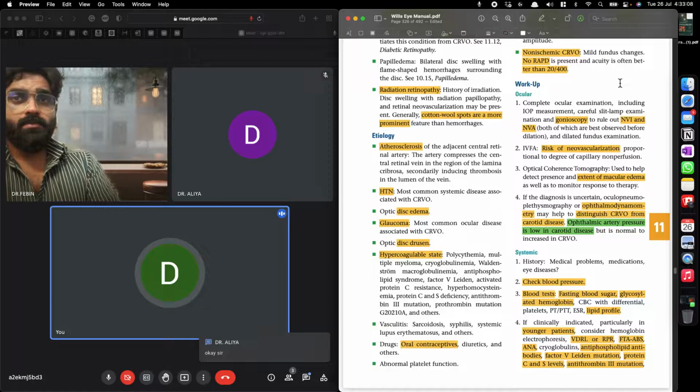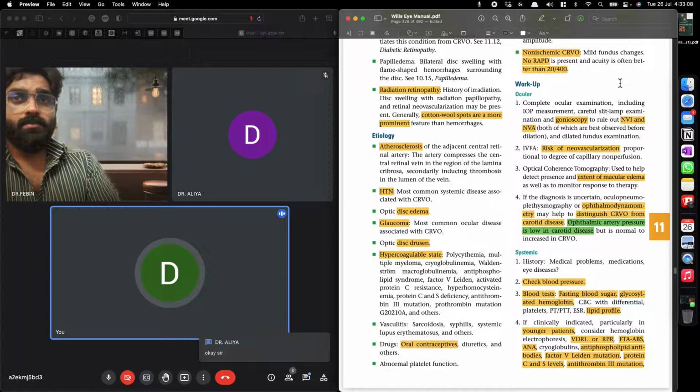Simple tests. You should always test for ANA. ANA is anti-nuclear antibody. Then you should always test for rheumatoid factor. Along with that, since it's a young guy, you should always also think about an STD. So you can also check him for syphilis, which is a VDRL or an FTA-ABS test.